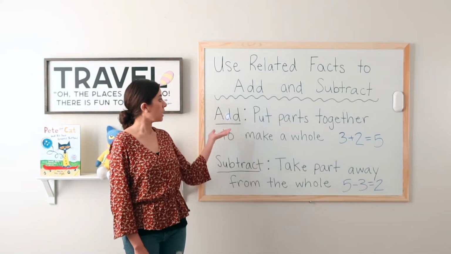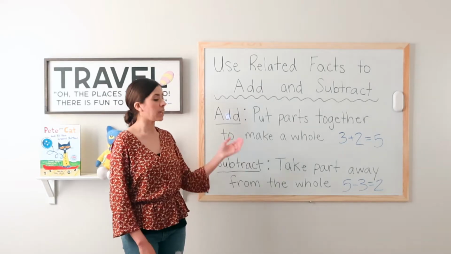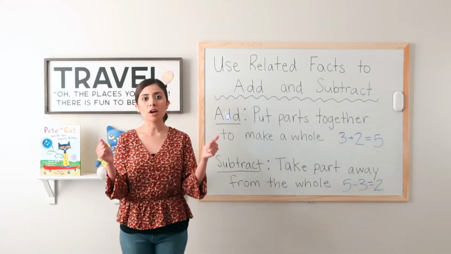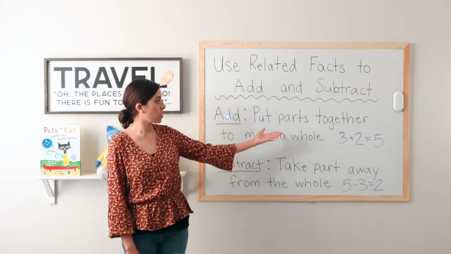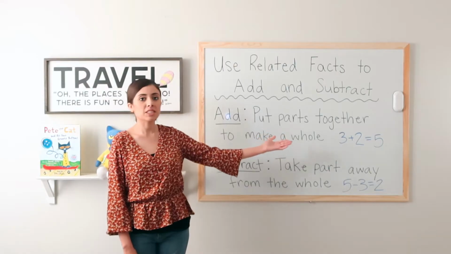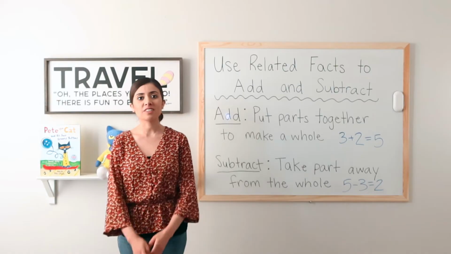Add. Add is to put parts together to make a whole. You take part and part, put them together, make a whole. Here I took 3 and 2 and put them together to make 5.